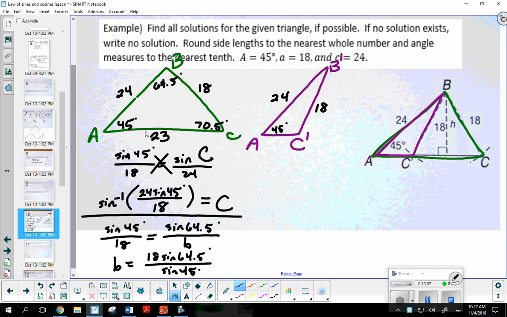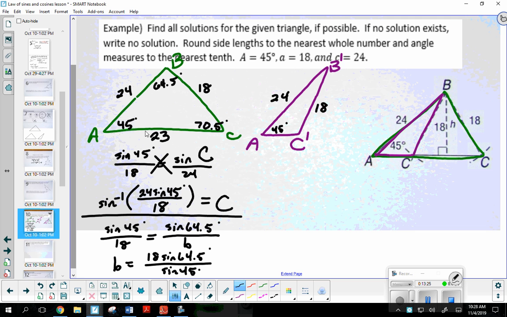Exactly what we've been doing this past week. Just finding the missing angles and the missing side lengths. Any questions? Okay. But now I know a second triangle, an obtuse triangle, exists with that angle and two side lengths. So now I just need to go over there and finish finding him.